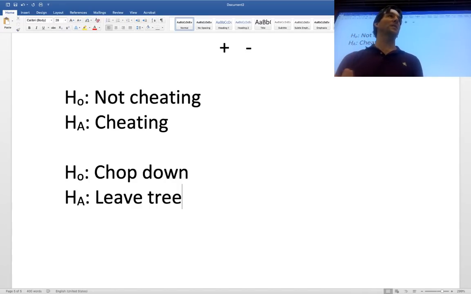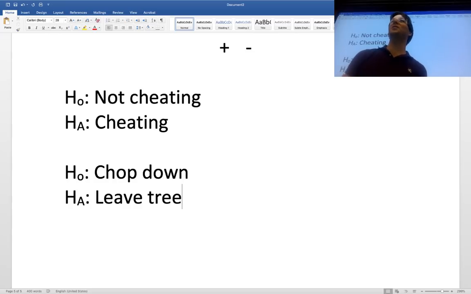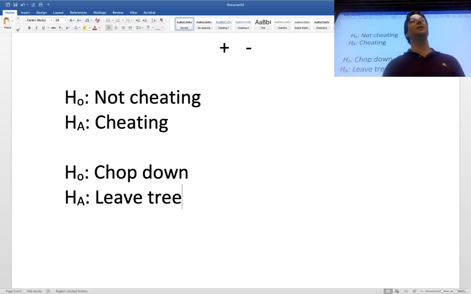We say we have evidence. It's like we let someone come out and they're like, oh, that tree's healthy, and we're like, okay, we'll leave it up. And so in which of these errors would you find out that you made the error? Which of these errors would you find out? Only?